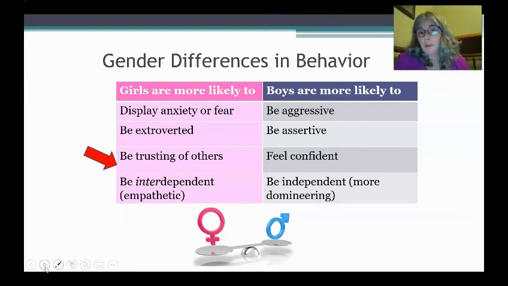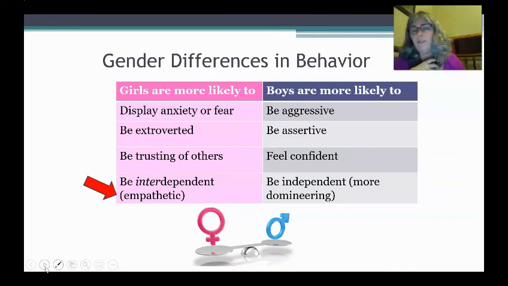Girls do tend to be more trusting of others and more trusting of authority figures. So they are better at taking orders. They're better in the classroom when they're being told what to do about following those instructions. And they're more interdependent, which means their feelings are connected to the feelings of another person. They tend to get wrapped up in worrying about how other people feel, and that in some way guides and directs their behavior sometimes.